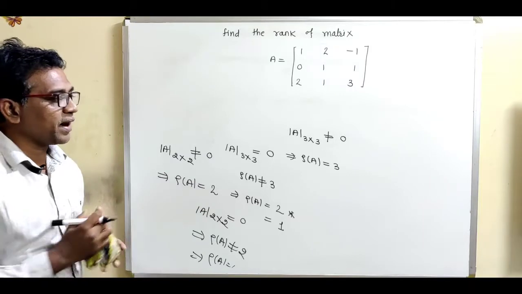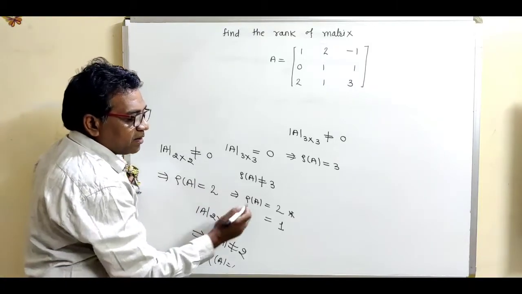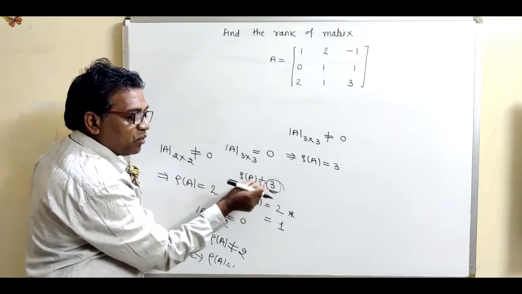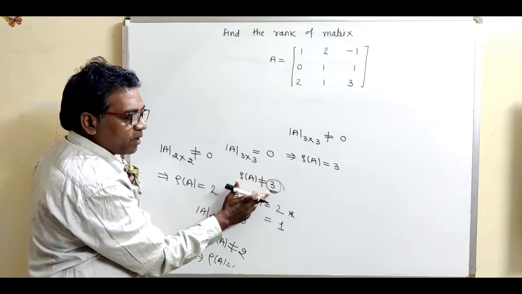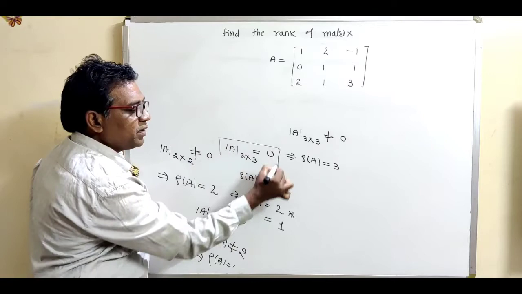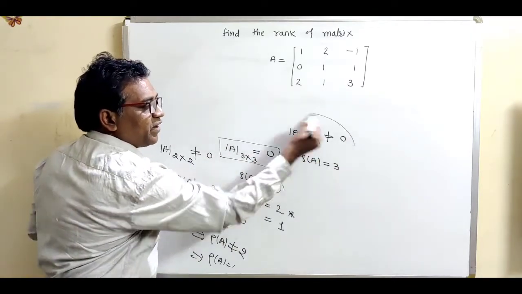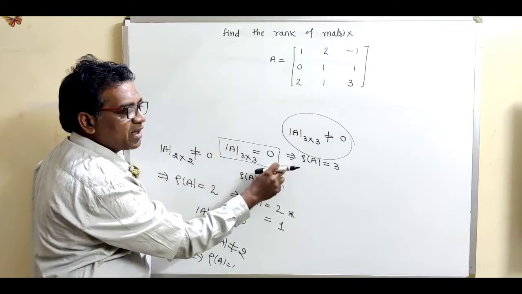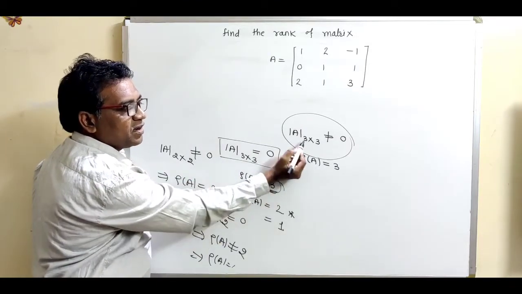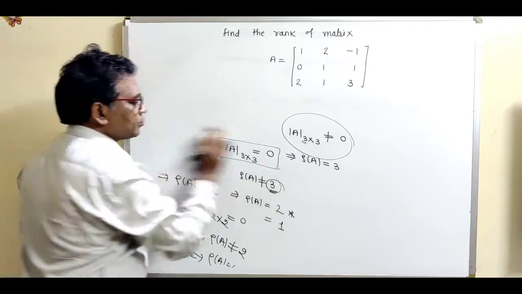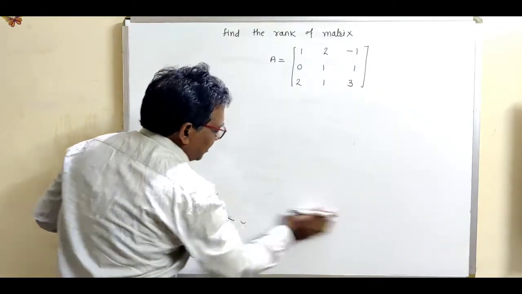So see what is meant by rank. Rank is some non-zero number. How to get this number? Just find out the determinant of highest order. If it is a non-zero determinant, then we can say that the rank of the matrix is nothing but the order of that determinant. So let us write down the solution.